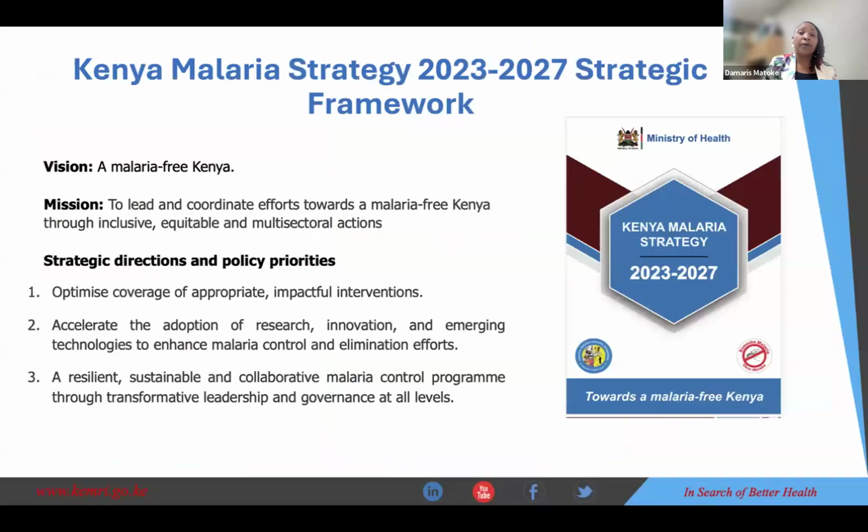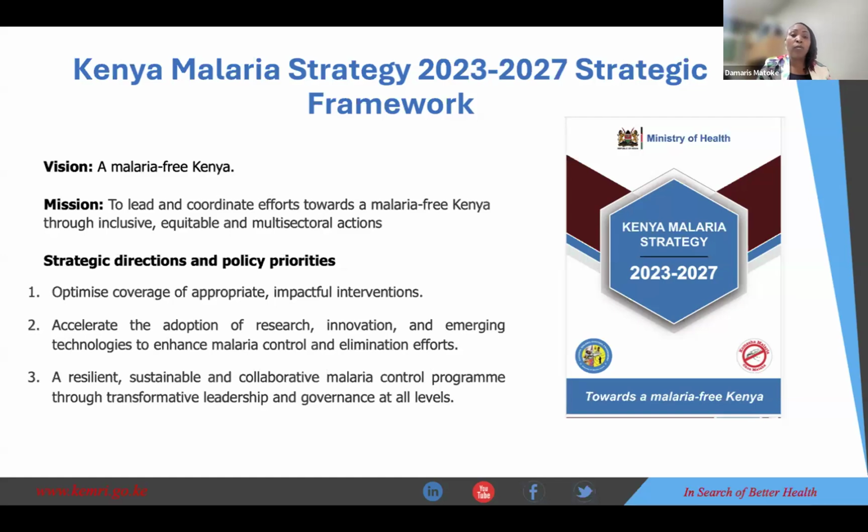So coming to malaria, KEMRI works in line with the Kenya Malaria Strategy, and we recently launched the Kenya Malaria Strategy for 2023-2027. The vision of this strategy is to have a malaria-free Kenya, with the mission to lead and coordinate efforts towards a malaria-free Kenya through inclusivity, equitable allocation of resources, and multi-sectoral actions.